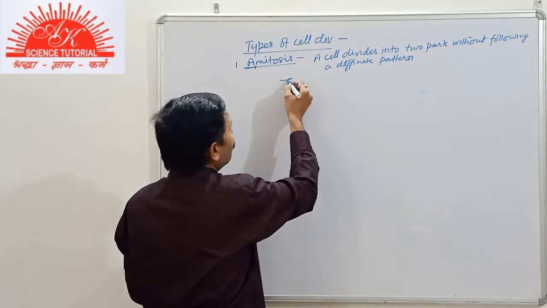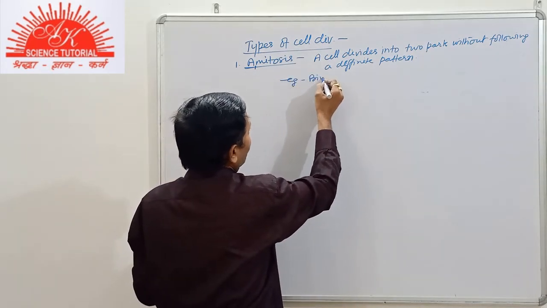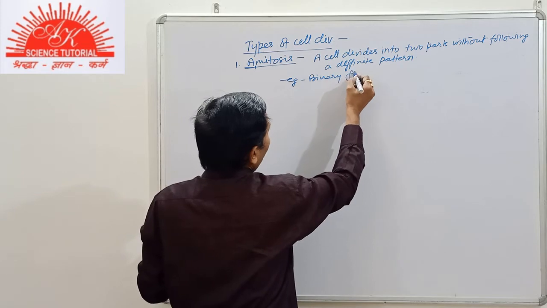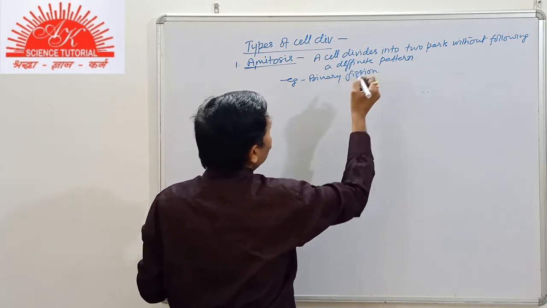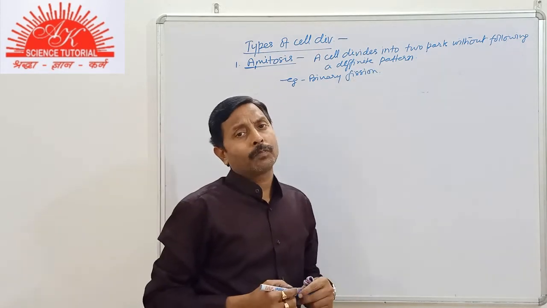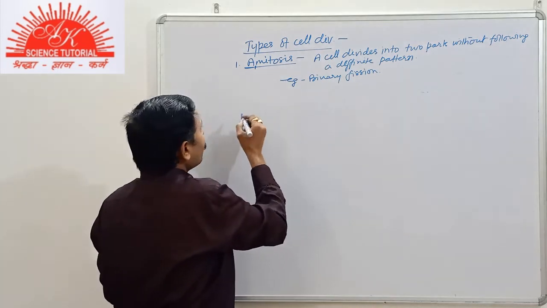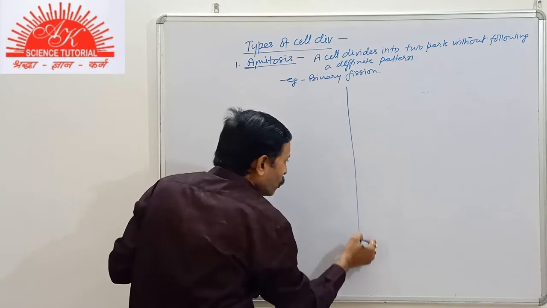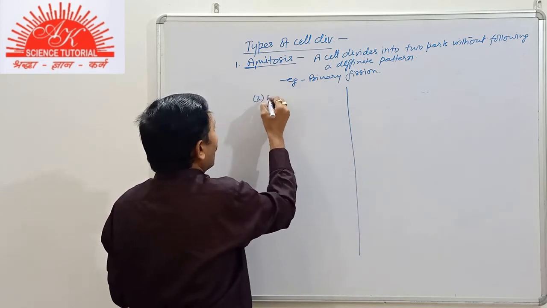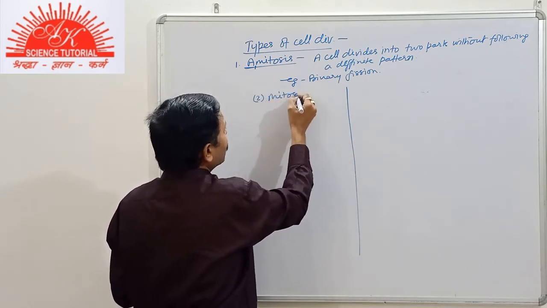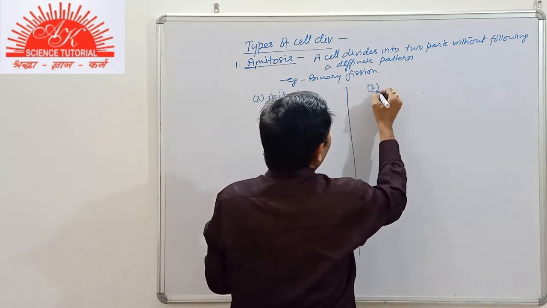There is no condition required for equal division, the distribution of materials and so on. And the example is binary fission, which takes place in unicellular organisms like amoeba. Now, the next two types of cell divisions are mitosis and meiosis.